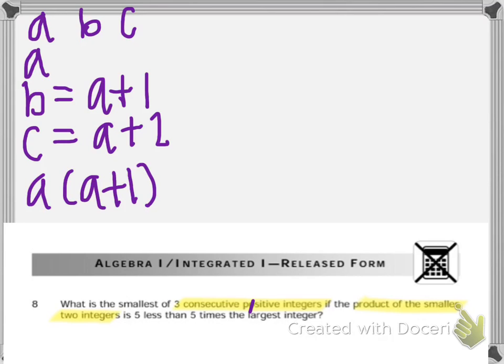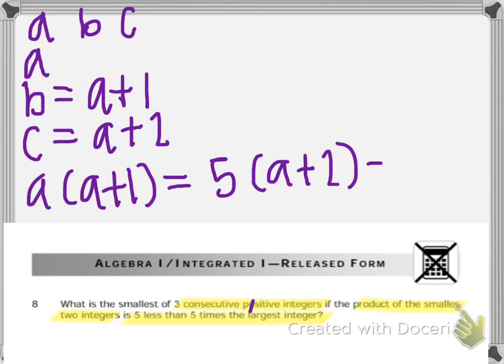So the product of the smaller 2 integers is 5 less than 5 times the largest integer. Sounds like a mouthful, but we can handle it. So it's going to equal 5 times the largest integer, which is A plus 2, so that's C, right? But then there's 5 less from that, so you're going to subtract 5 right here. Okay, we have our formula set up, so now all we have to do is FOIL.